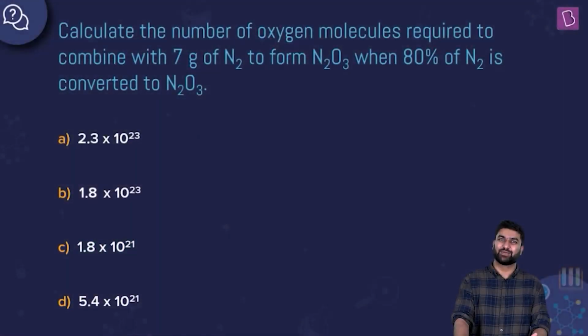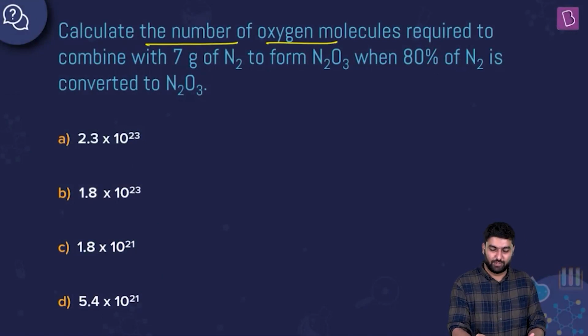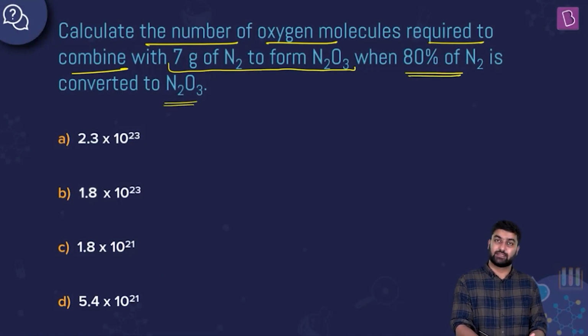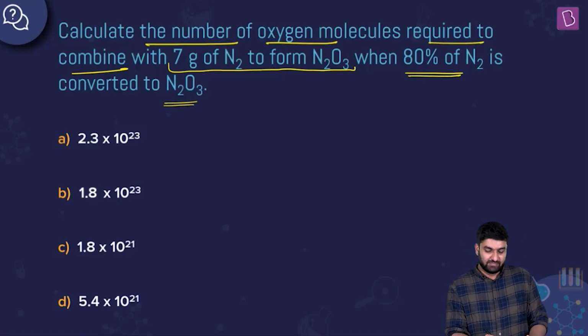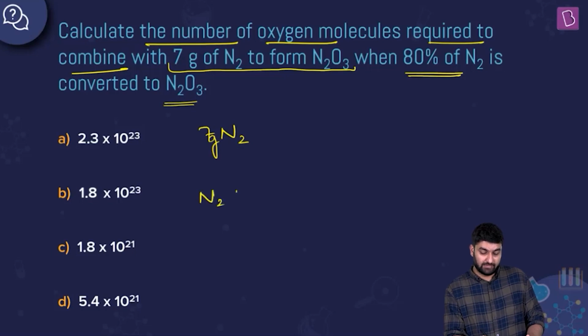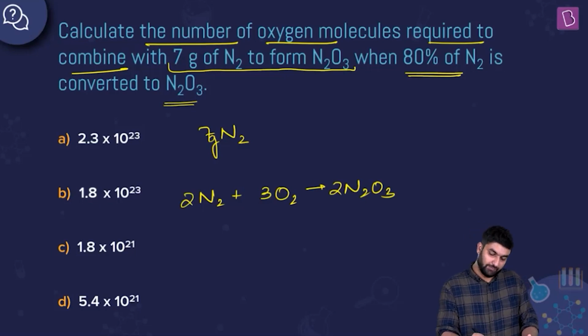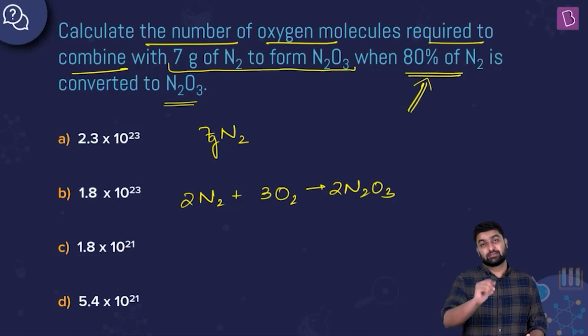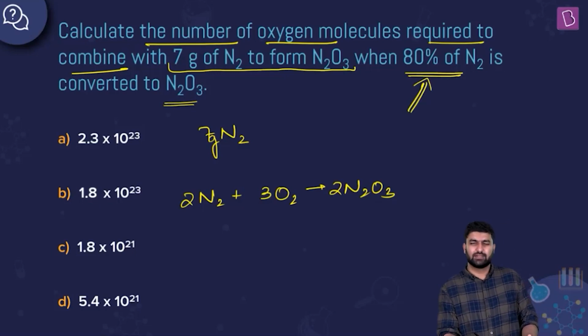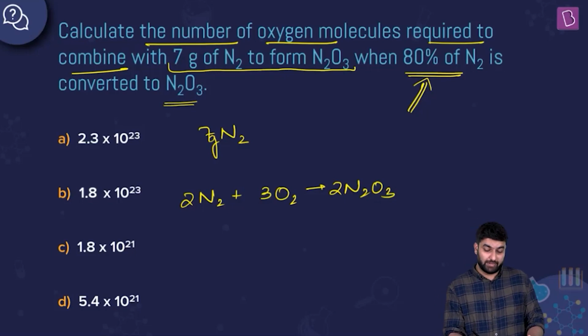Alright, let's take a look at this question. It's saying calculate the number of oxygen molecules required to combine with 7 grams of N2 to form N2O3 when 80% of N2 is converted to N2O3. Okay, cool. So 7 grams of N2 is there. Sorry, it's combining with O2 to give you N2O3, and let's balance it out, right? But only 80% of it is converting into that. So what is the number of molecules of oxygen required for this?